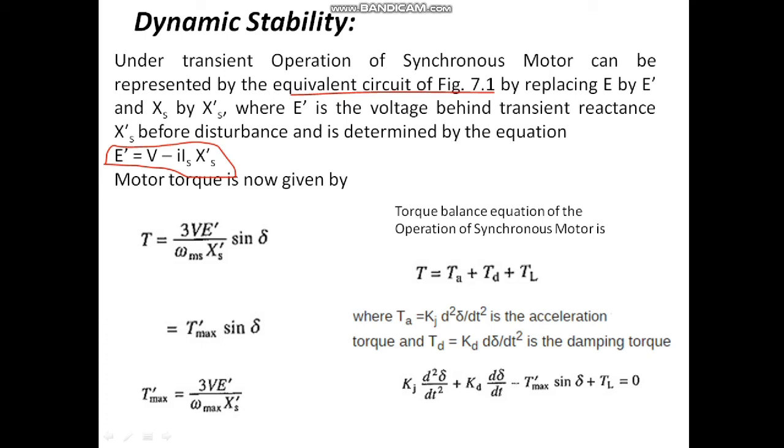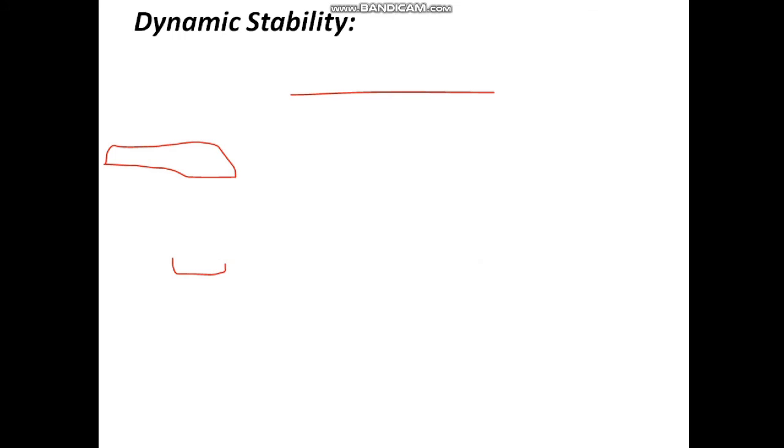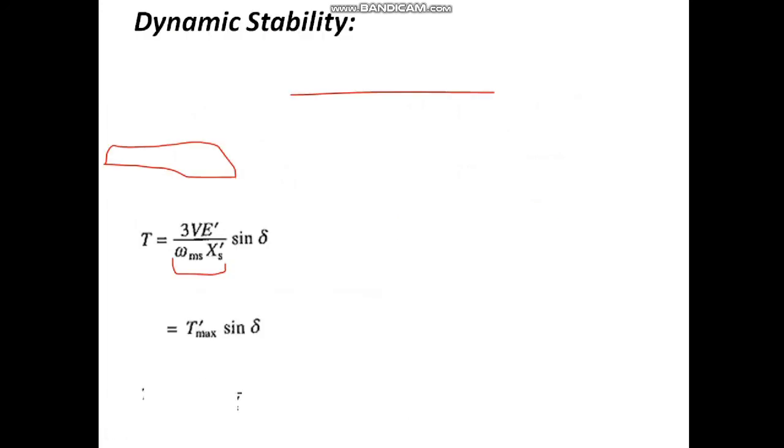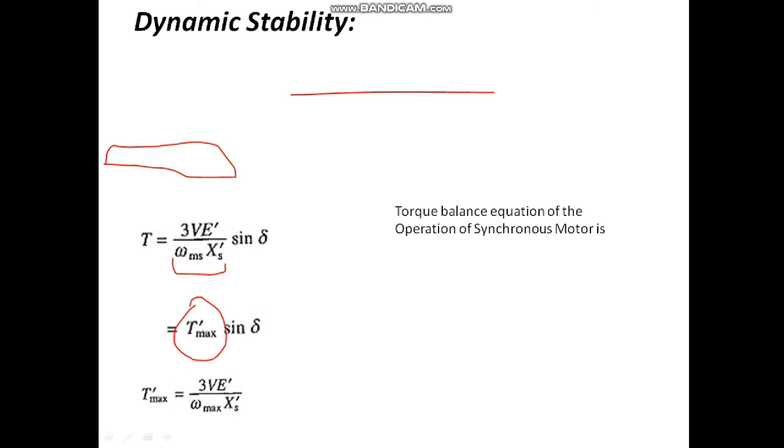Depending on this, the equation for T was what? In steady state, we had T equals T max sine delta, where T max was this. Now what we have done is replaced E by E dash and XS by XS dash. So this is what my T becomes. Since I have replaced E by E dash and XS by XS dash, T max becomes T max dash.